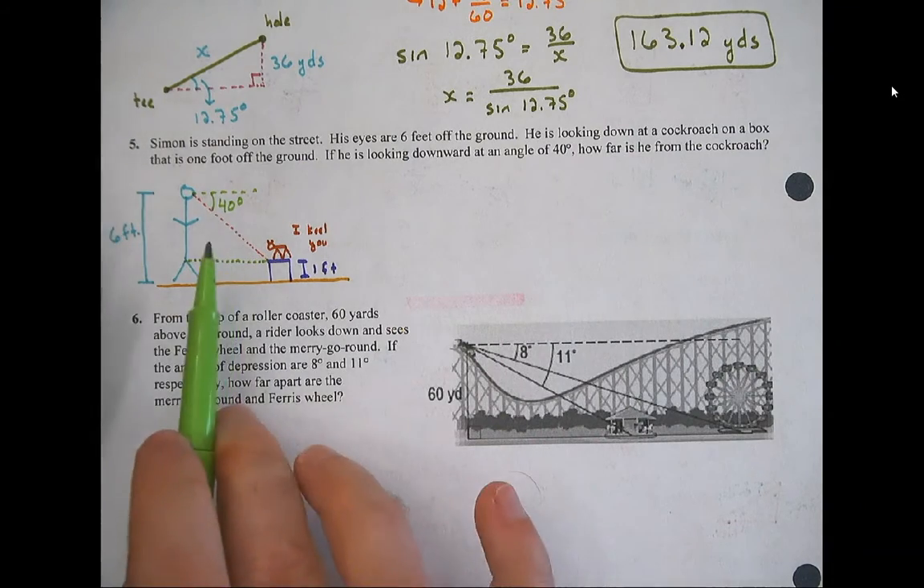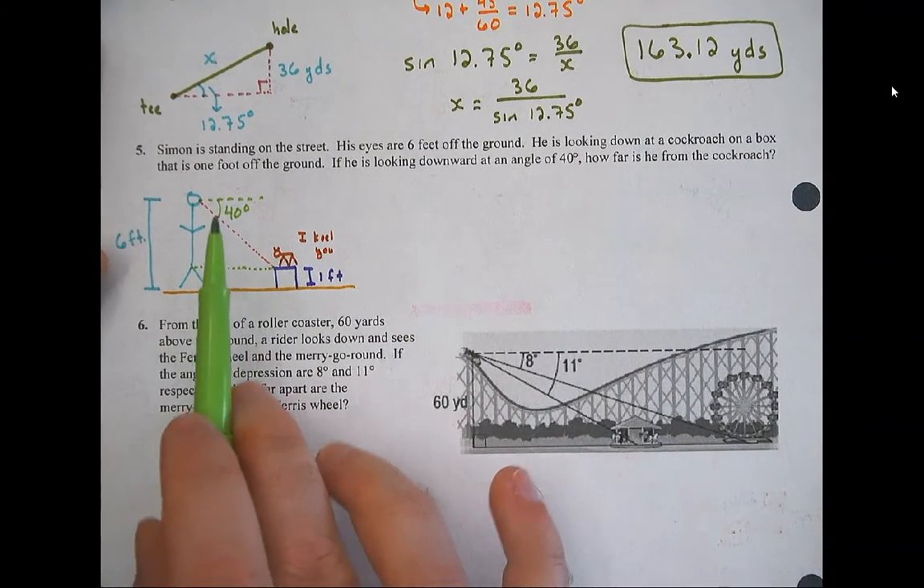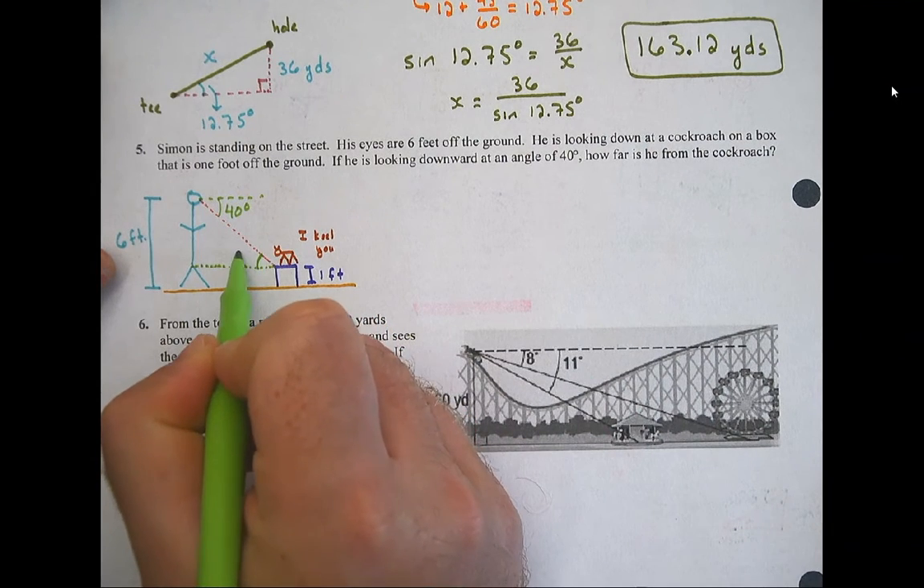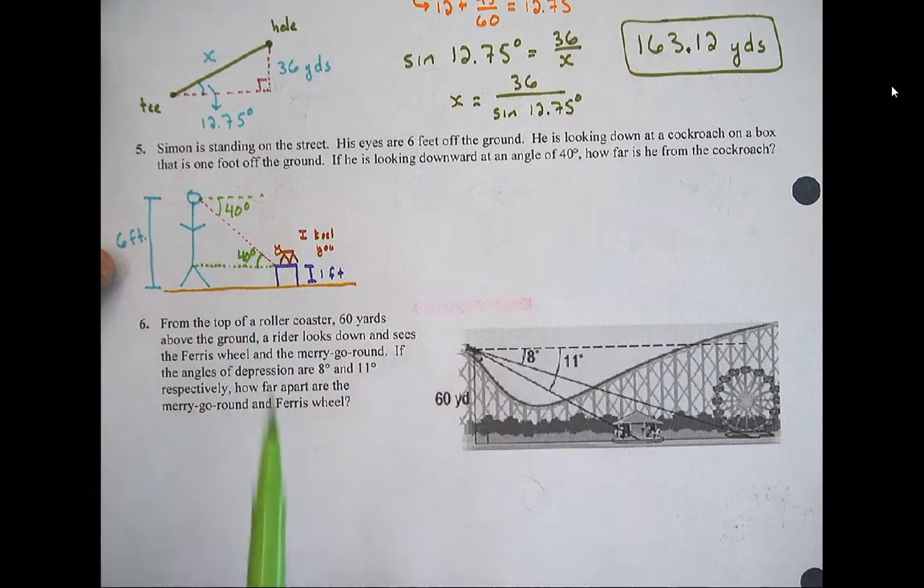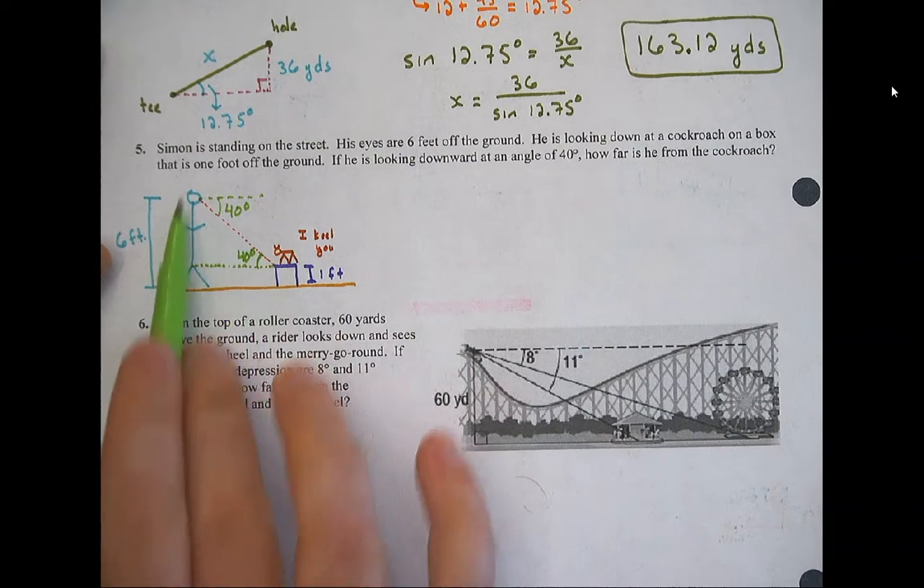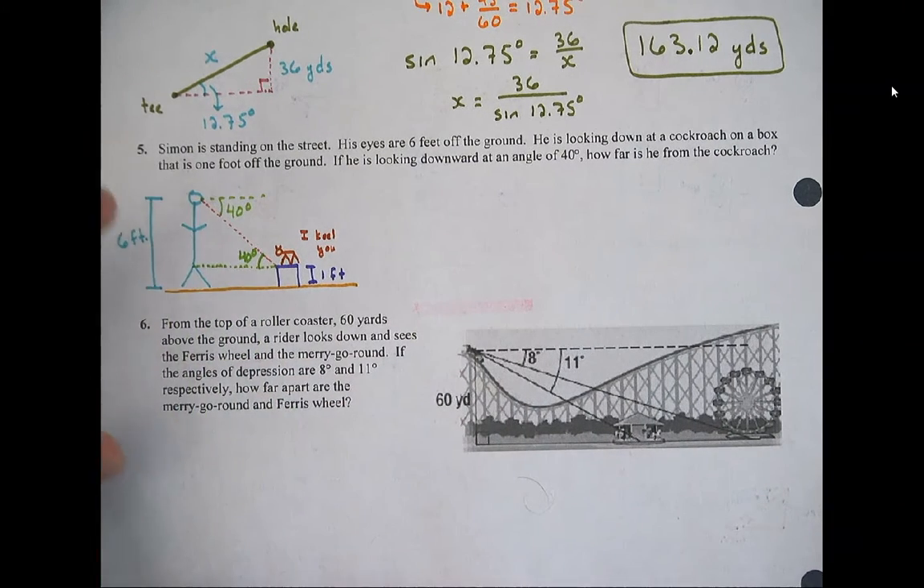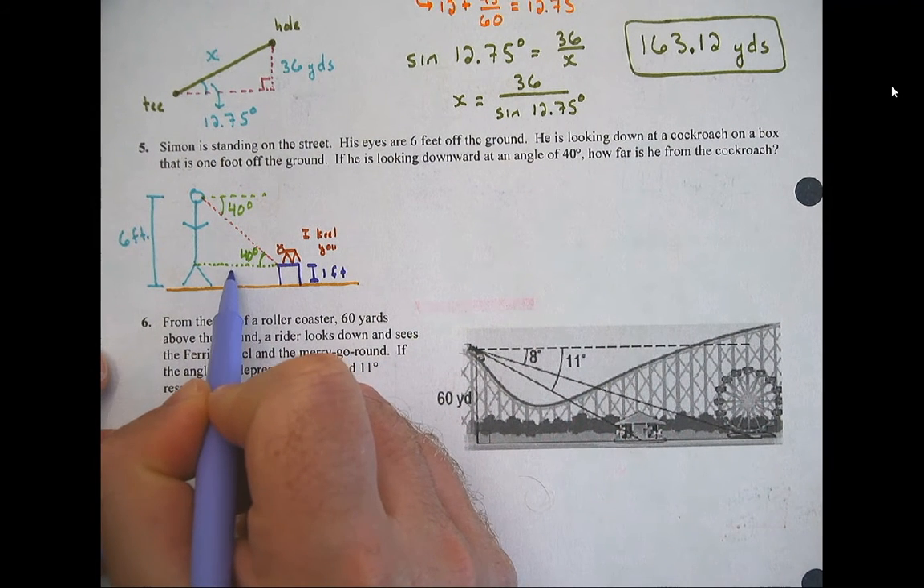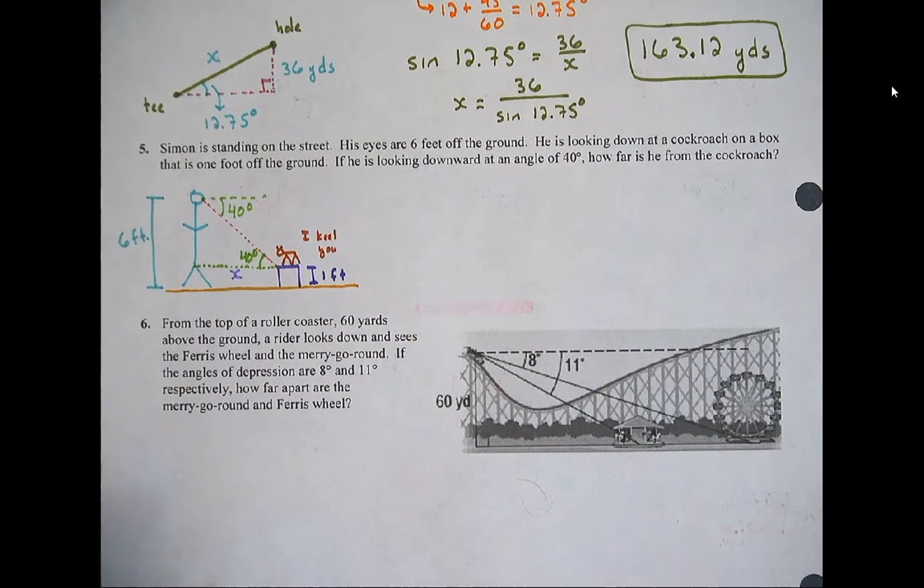Now, because of the alternate interior angle theorem, the angle of depression is the same as the angle of elevation. So I'm going to actually put the 40 degrees in here because that's actually inside of the triangle that I'm drawing as a right triangle. How far is he from the cockroach? Now, that's not saying direct distance. That's saying how far he is away. How long would it take for the cockroach to chase him down? So that would be this distance there that we don't know.